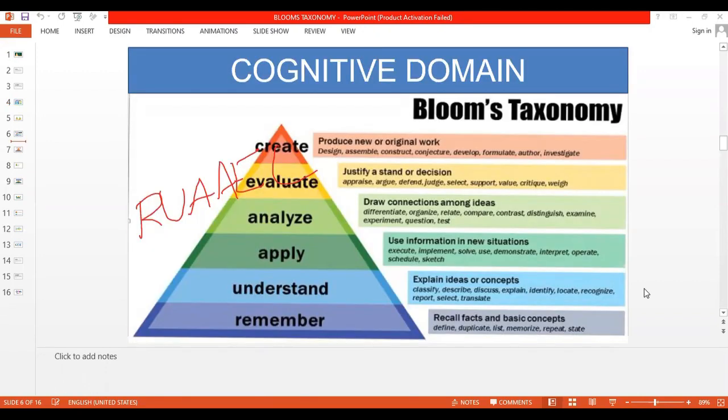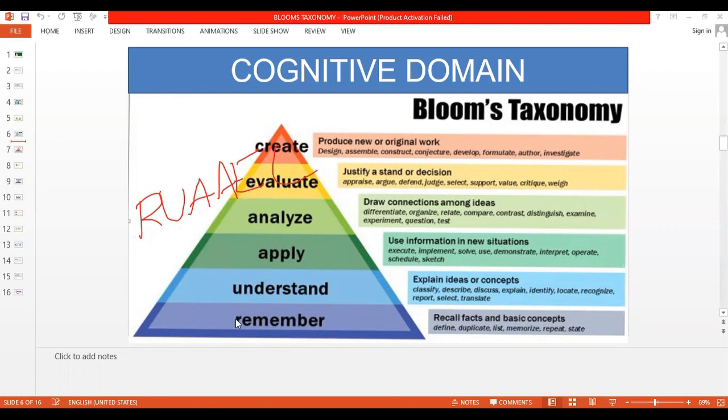Scholars are primarily focused on the cognitive model. In this cognitive model, it starts from the simplest to the complex level: remember, understand, apply, analyze, evaluate, and create. If you need to remember the hierarchical order, you have a mnemonic here, RUAAEC. Raise your aim and educate children. You can remember like that.